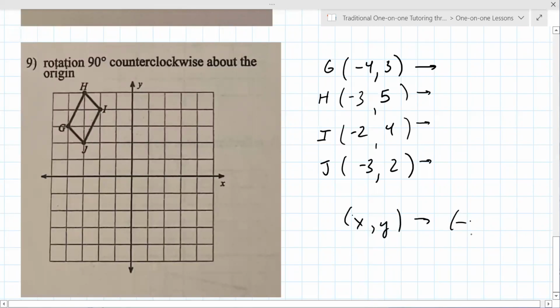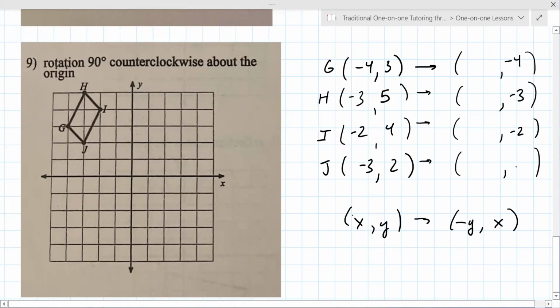It goes to -y, x. Now, a strategy that might help you to do these is to do them all the same. So do you see how the x value goes to the right to the y value? Why don't we just take that x value and put it in where the y value goes for all of them? That way we're doing the same thing over and over again that we know is right.